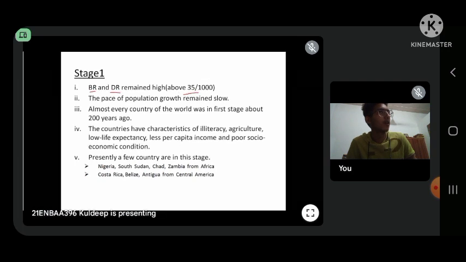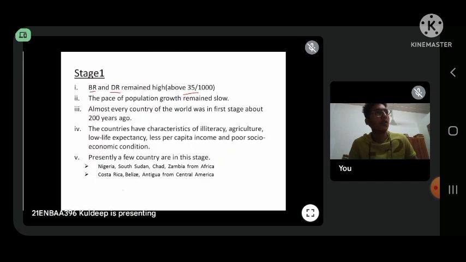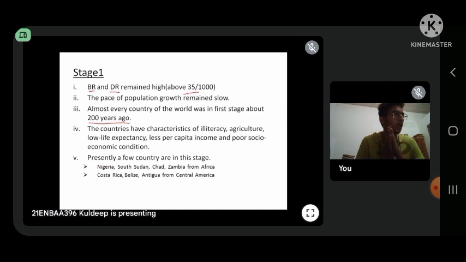The pace of population growth remained slow. You can say this is the total population, and its pace is really very slow here. Its growth is very slow. Almost every country of the world was in the first stage about 200 years ago, when there was not that much industrialization and technology was not that top notch. During that time, almost every country was in this stage.